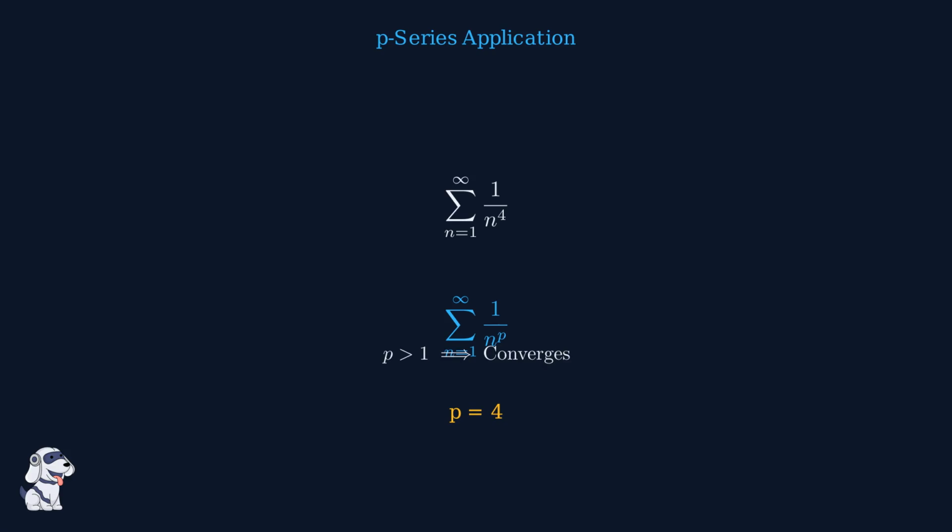The p-series rule states that if p is greater than 1, the series must converge. Since 4 is greater than 1, we conclude immediately that this series converges. This avoids the need for complex integration entirely.